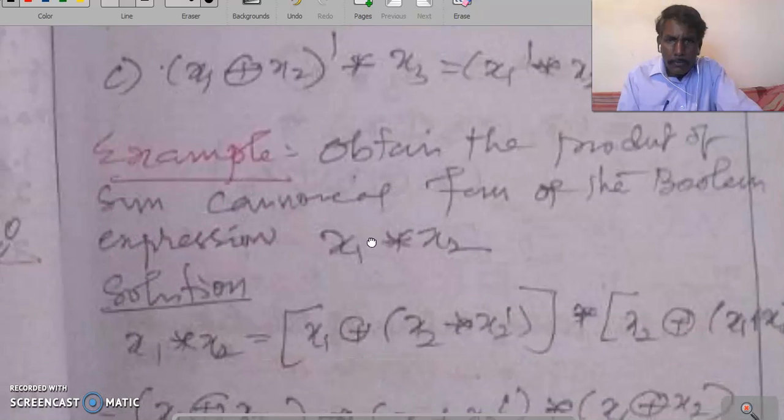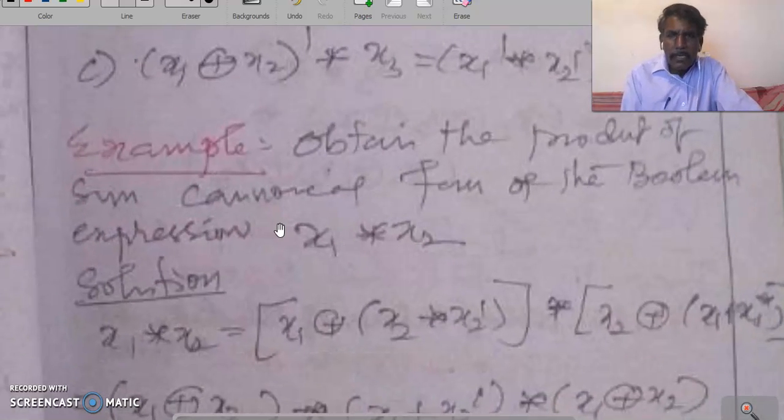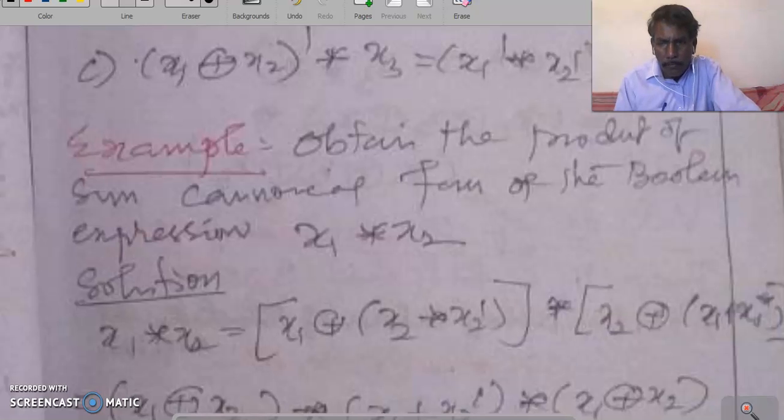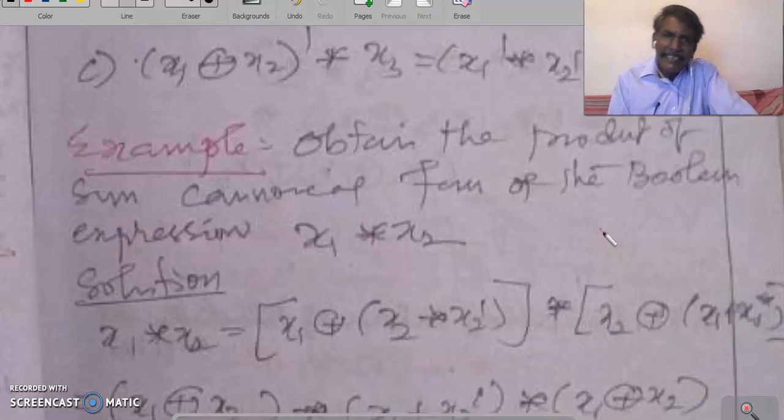This is problem 5, the product of sums canonical form. That means what? Product, meet of joins. Okay, so the time is over. We will see in the next class.